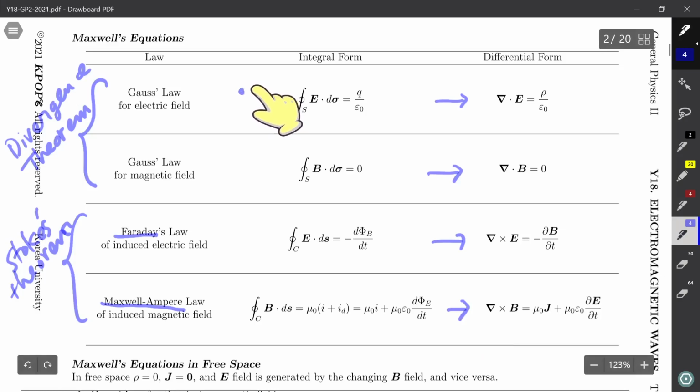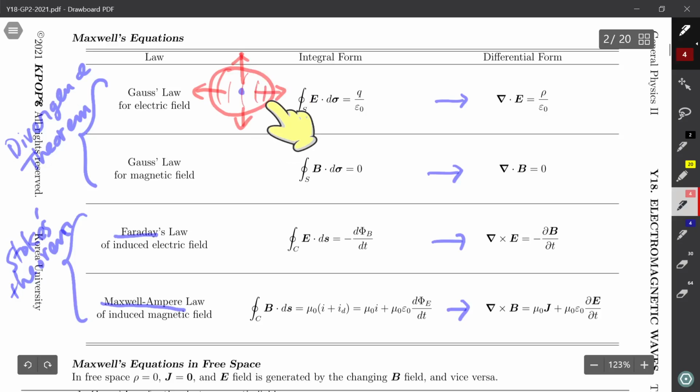A charge at a point radiates electric field if its charge is positive. If we integrate over a closed surface surrounding the charge the scalar product of the electric field with the surface element, that is phi E, the electric flux.